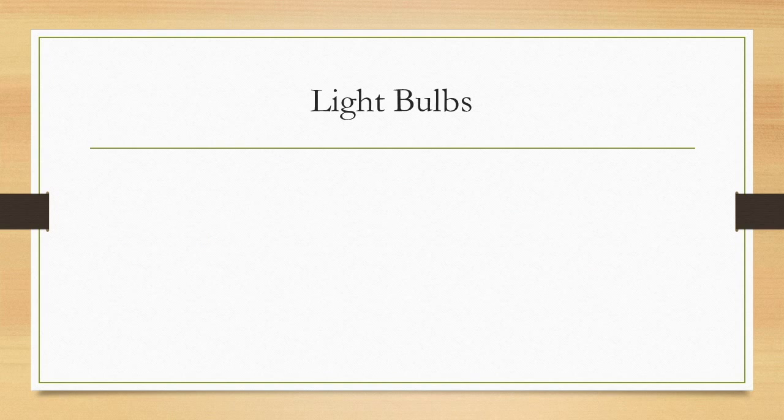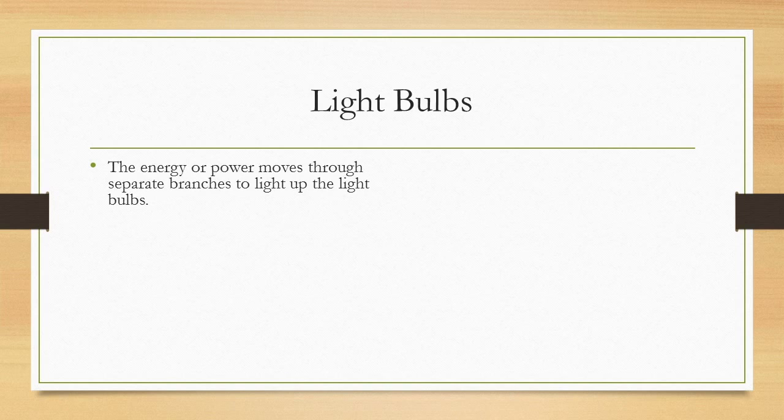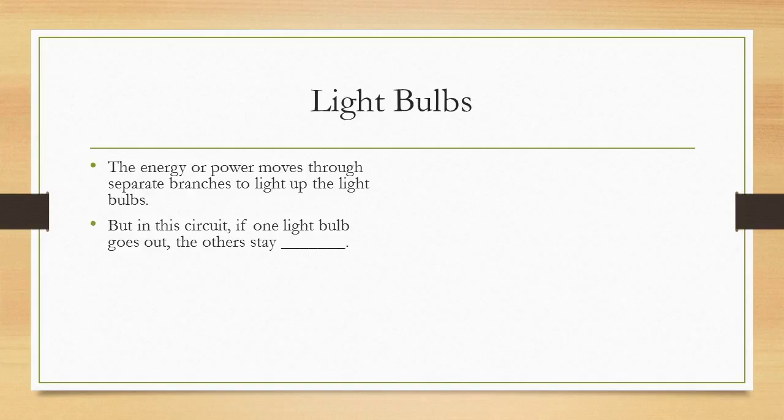And now we'll talk about how light bulbs work in a parallel circuit. The energy or power moves through separate branches to light up the light bulbs. But in this circuit, or a parallel circuit, if one light bulb goes out, the others stay blank. And the answer is that they stay on. So imagine in your house, when a single light bulb goes out, does everything in the house turn off? Generally, the answer to that is that not everything turns off, and that's because your house is wired in parallel, so that if one thing breaks, not everything turns off.